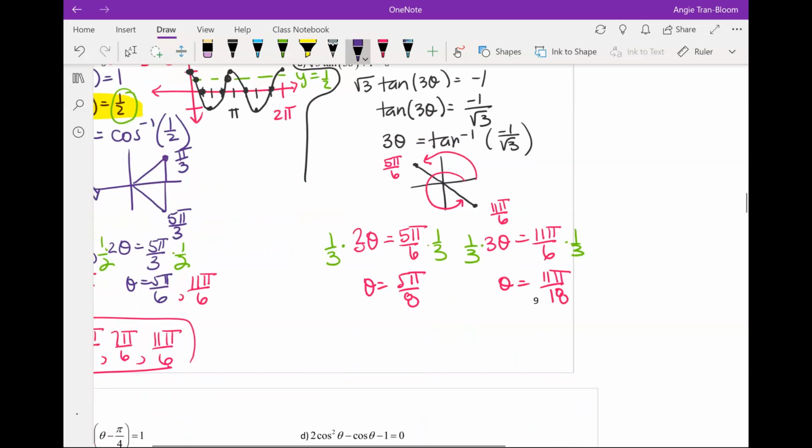So that means 5 pi over 18 right there, plus 6 over 18, what would we have? 11. Okay, so the next one is 11 pi over 18. But guys, that's the same thing as the other side.